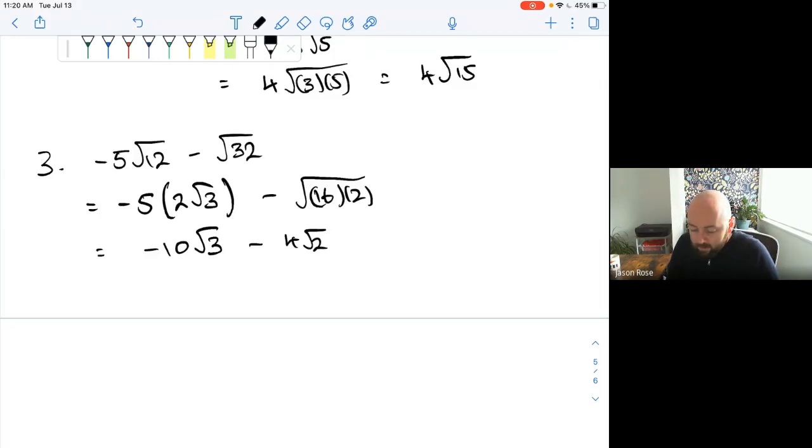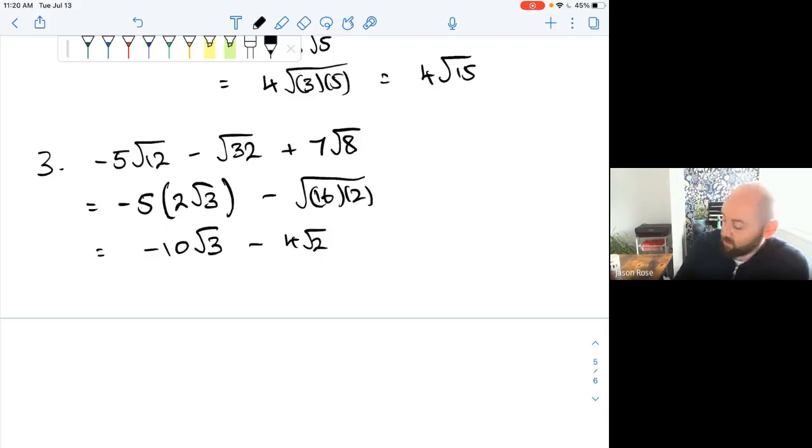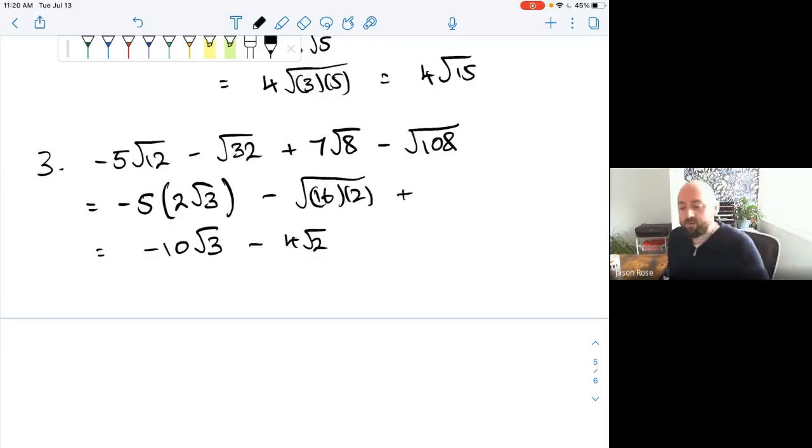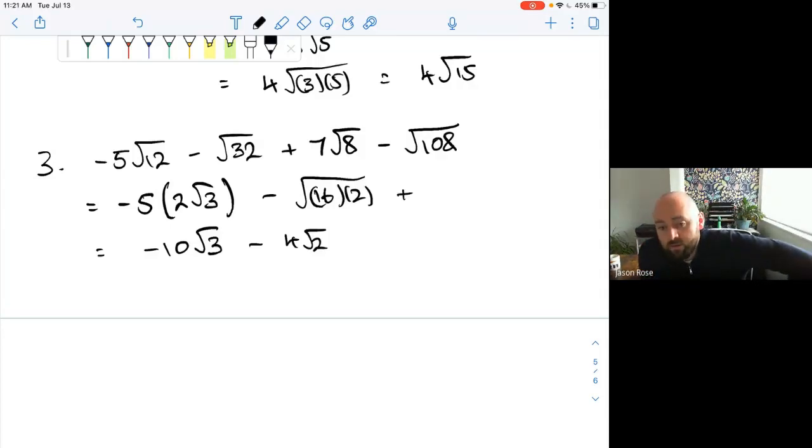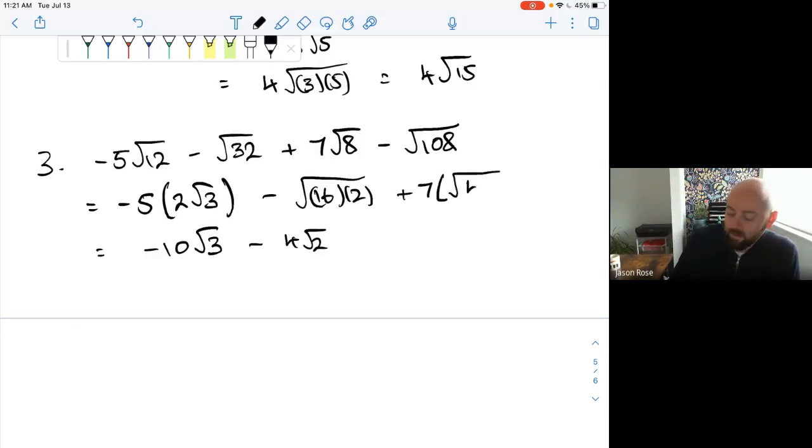So, you know what, let's make it work out. Let's add some other terms in just to demonstrate that. So let's say I have plus 7 root 8 minus the square root of 108. Okay, so we've already done the first two terms here. How about 7 root 8? 8 again is 4 times 2. So it's plus 7 by root 4 times 2.